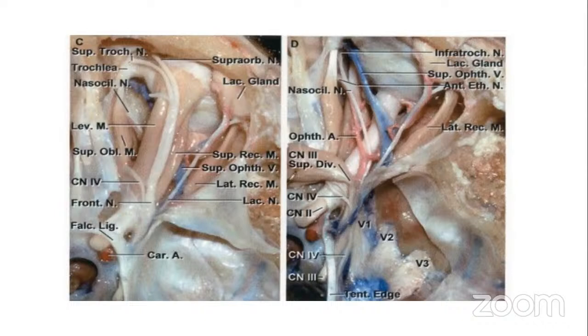The dural lining in the middle cranial fossa has been removed to expose the oculomotor, trochlear, and ophthalmic nerve as they course in the lateral wall of the sinus. So here you can see the dural lining after being removed, showing the oculomotor, optic, trochlear, and trigeminal divisions.